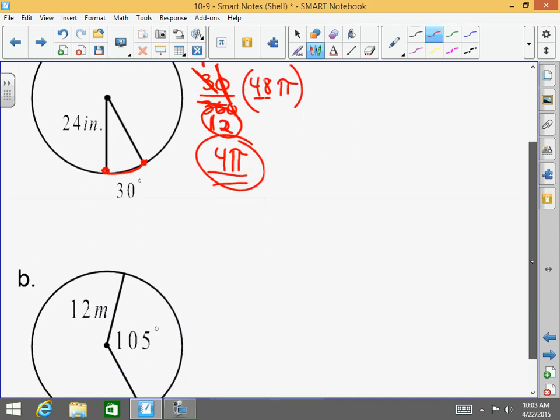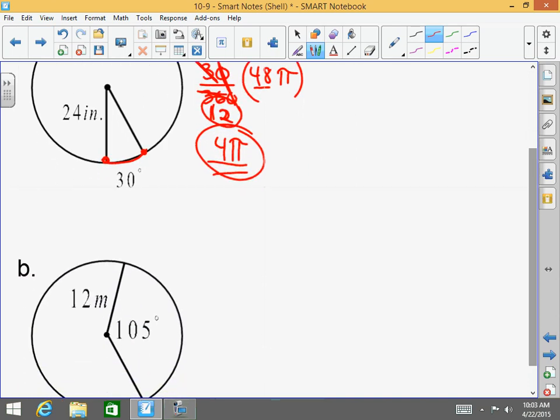Thank you. How about this one right here? Well, this time they gave you a central angle. So 105 divided by 360 times circumference, which is 2 pi r, which is 24 pi. Now remember, you can use calculators if need be, but I like to reduce things first, me personally. 5 goes into 105 how many times? 21 times. 5 goes into 360 how many times? 72 times.